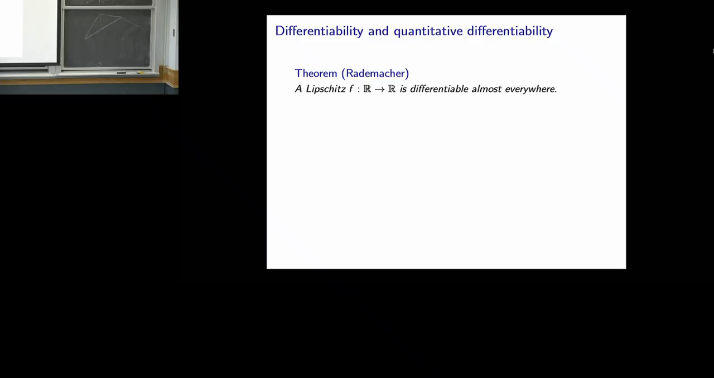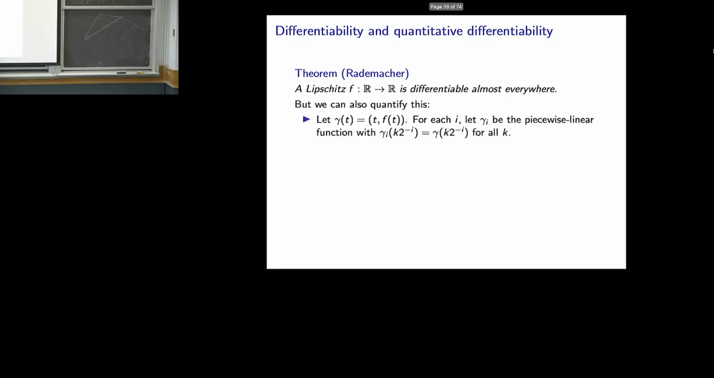Rademacher's theorem tells you differentiability almost everywhere. This tells you it's kind of close to a line on 99% of the curve. But the advantage of this is that this is a very quantitative argument. So, same notation as before. Let's let gamma be this graph. Just like we talked about the lengths, we can talk about just these approximations.